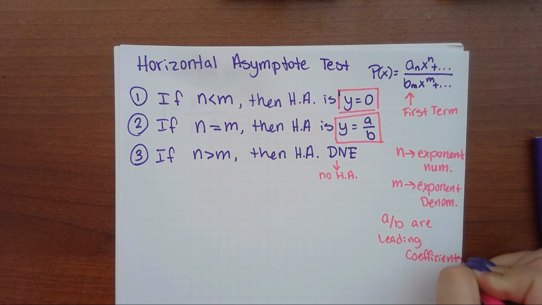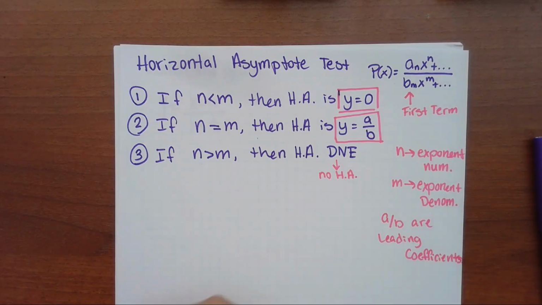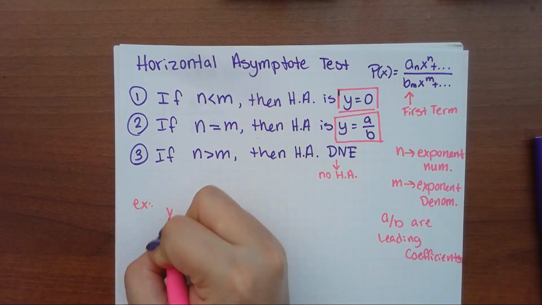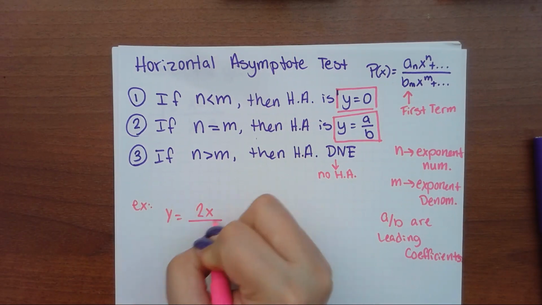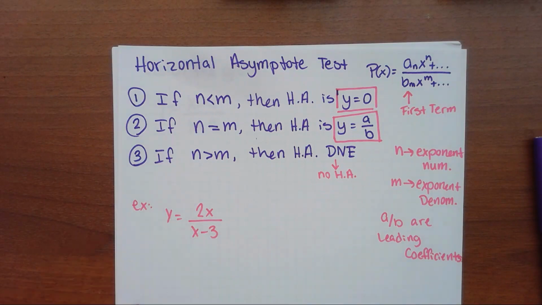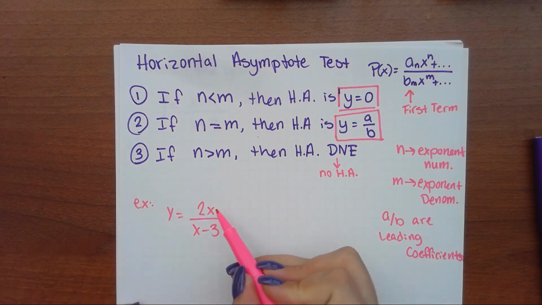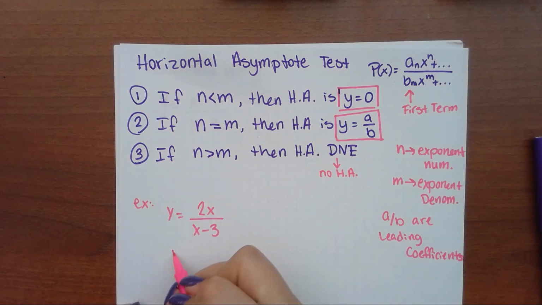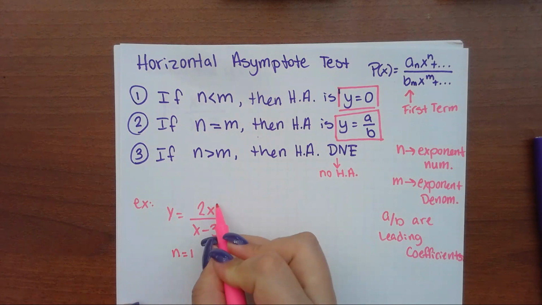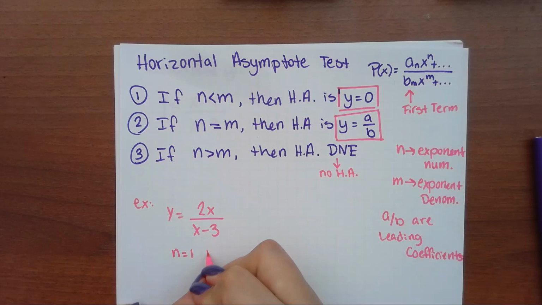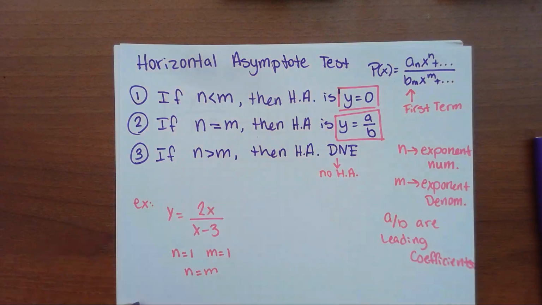So if I were to ask you what is the horizontal asymptote of y equals 2x over x minus 3, you would first look at the exponent in the numerator. Well, the exponent in the numerator is 1 because there is no exponent, so we understand it to be 1. Exponent in the denominator is 1 as well. So in this case, n is equal to m. That's our second case here.